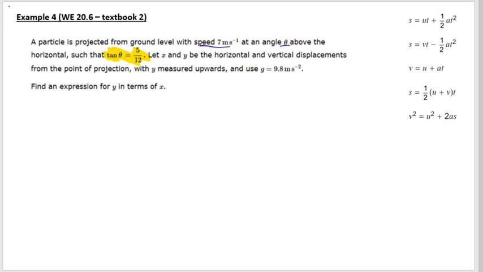X and Y are going to be the horizontal and vertical displacements from the point of projection. Find an equation, this equation is a more accurate term, Y in terms of X. So displacement, so again we're using this formula. This is about trajectory again because it's about its displacement, although it's not quite as unknown heavy as the previous video I did.